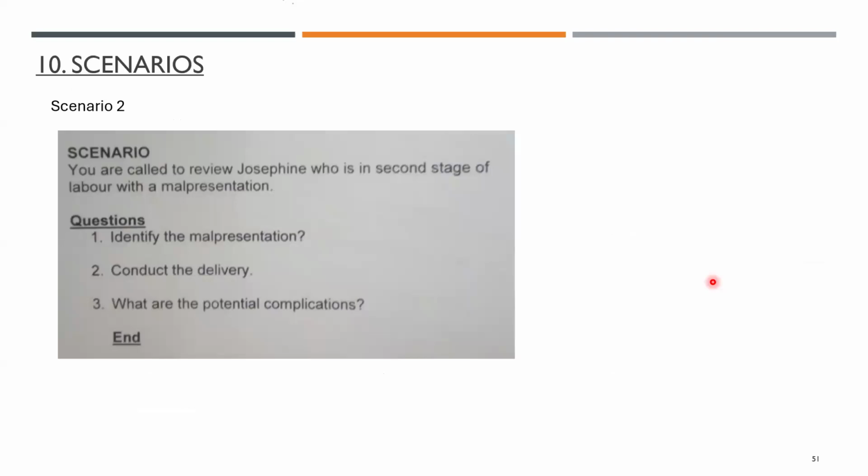You're called to review Josephine, who is in second stage of labor with a malpresentation. Identify the malpresentation. For this one, I'll give you the hint: you've done Leopold's and you found out it's breech. Tell me the steps you do to conduct the delivery and the possible complications. Let's give you guys 2 minutes to answer this in the chat.